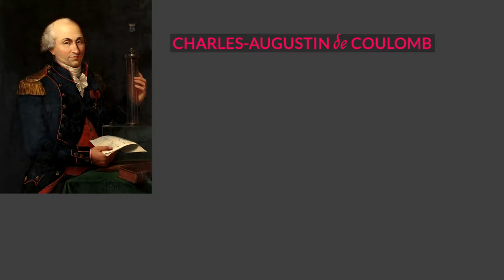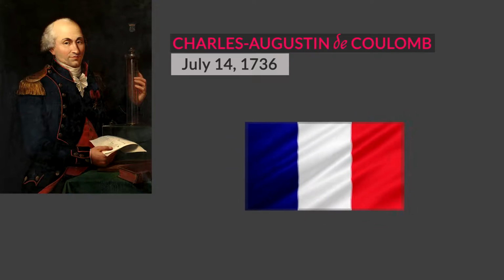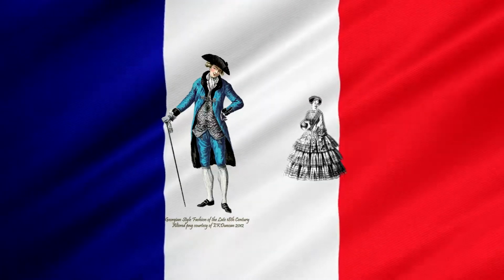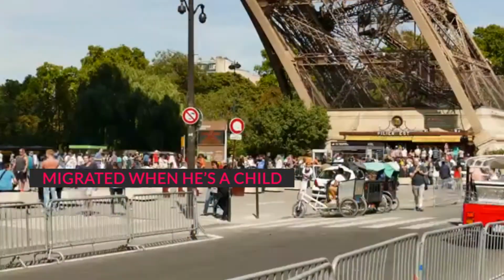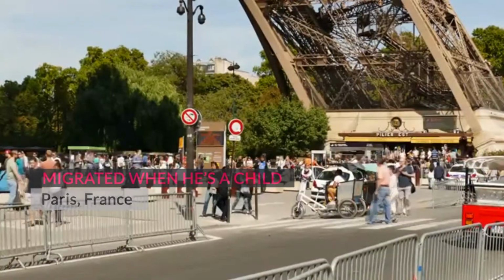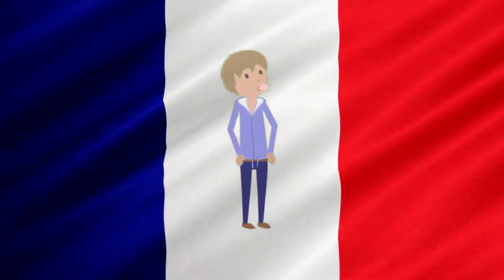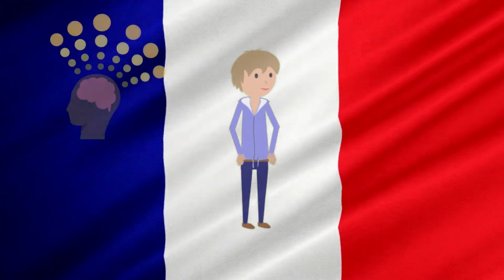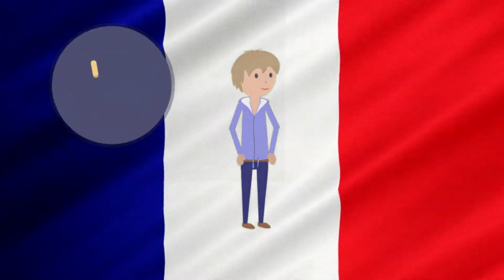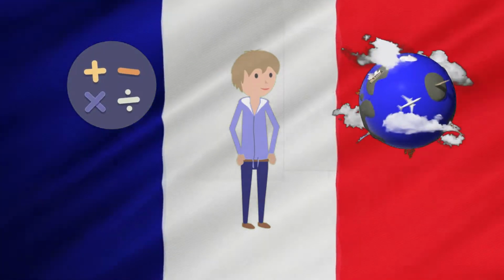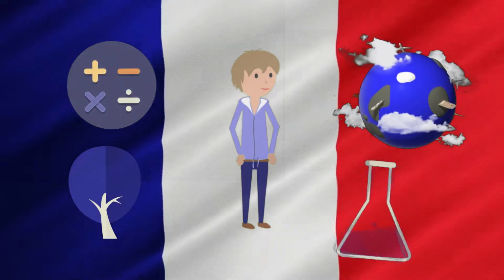Charles Augustin de Coulomb, born on July 14, 1736, was born in France, son of both Henry and Catherine Coulomb. Their family moved to Paris in his childhood. He is a quite smart-headed person. He had finished his studies in philosophy, language, and literature, with also some background in mathematics, astronomy, chemistry, and botany.